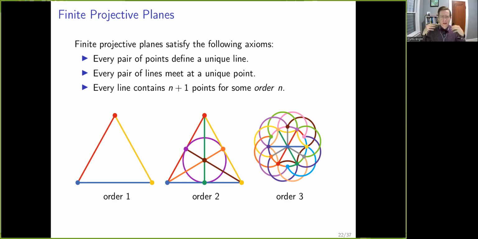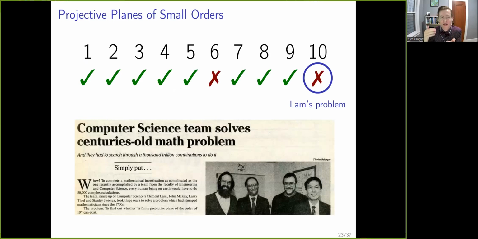Seeing these 3 examples, orders 1, 2, 3, you might have the question: for what orders do projective planes exist? If you have that question, you're not alone. Mathematicians have studied this for hundreds of years, and we don't know the answer. Well, we know the answer up till 10. And 10 is Lam's problem. This became an infamous problem in the combinatorial community because projective planes are so easy to state, and 10 is a relatively small order, and no one could find one or prove one didn't exist until Lam, a mathematician at Concordia University in Montreal, put together a team of programmers.